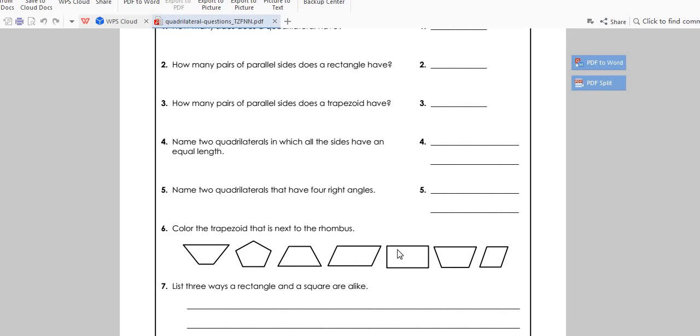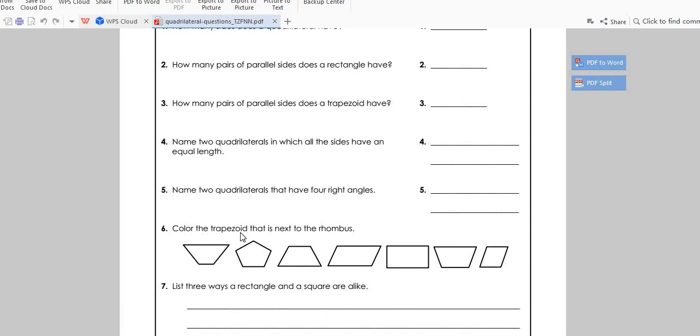Name 2 quadrilaterals that have 4 right angles this time. Right angles, I have a rectangle and a square. The rectangle also has right angles inside. Okay, so I have the rectangle and the square. Both have 4 right angles.